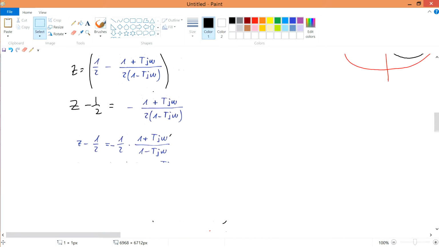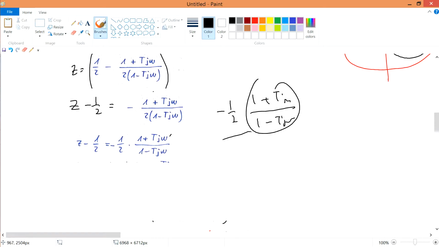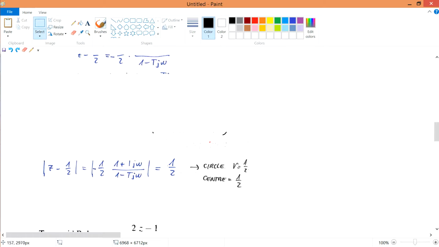It's the same thing. This is 1, in case you don't know what this is. This is 1. So half over here is half times these things. Over here, I'll factorize out my minus half. I'll have 1 plus tj omega over 1 minus tj omega. This is this, and minus half is over here. Hope that this is pretty clear. The steps are pretty straightforward. Now I'm going to bring this all the way upwards.